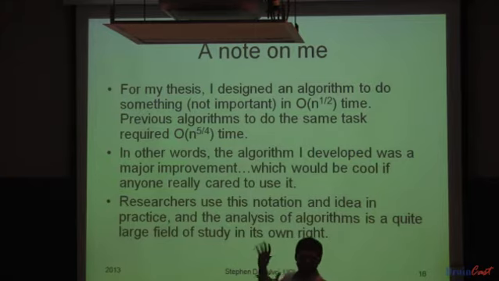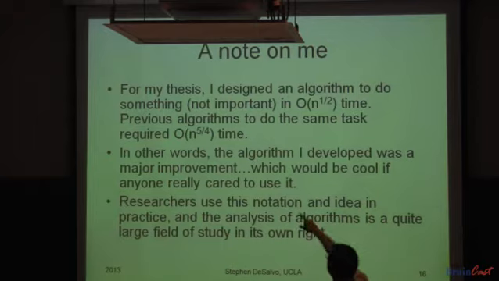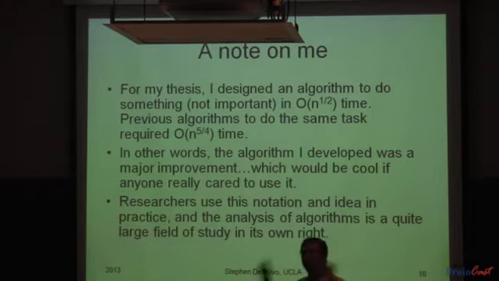It was a little more technical than what I've showed you here, but the core idea is exactly the same. Previous algorithms to do the same thing required big O of n to the 5 quarters. The first part of my thesis, I got an algorithm that did it in n to the 3 quarters. Improvement: 3 quarters is less than 5 quarters. That's a good thing. And then finally, we got it down to n to the 1/2. Provably better than the alternatives.